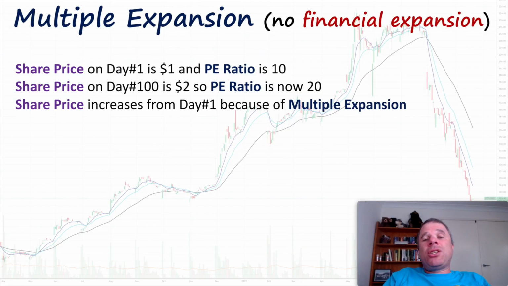Now to the situation of multiple expansion, but no financial expansion. And the exact same scenario where on day 100 share price is now $2 and the P/E ratio is 20, all because of multiple expansion.